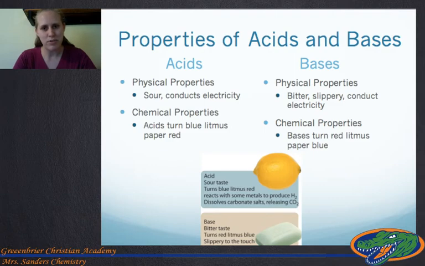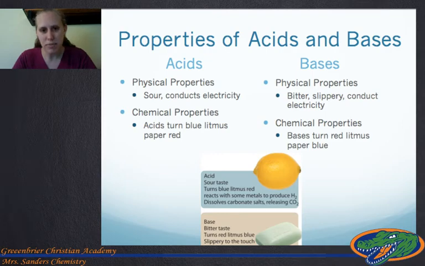Let's look at the physical properties first. Acids are always going to taste sour. Bases are always going to taste bitter. Both an acid and a base will conduct electric currents, but a base also tends to feel slippery to the touch. That means that most of the soaps that you feel are usually bases.